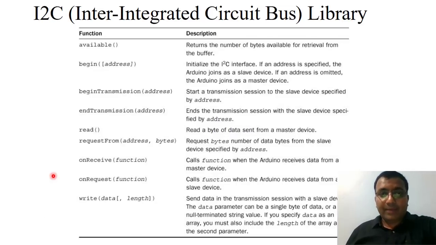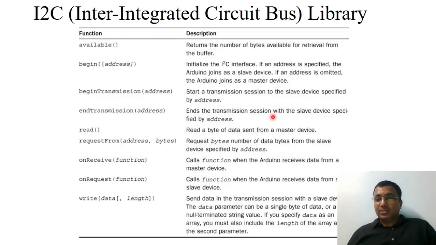Then there are a few library functions available with I2C. I2C uses the Wire library. Available returns the number of bytes available for retrieval from the buffer. Begin: in case of begin, we need to pass the address as an argument. Begin transmission with the address starts a transmission session to the slave device specified by the address. End transmission ends the transmission session with the slave device at the specified address.